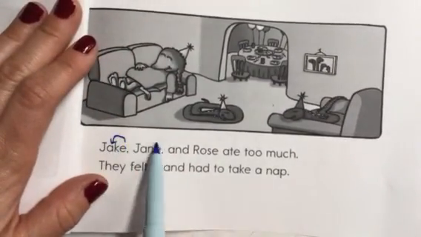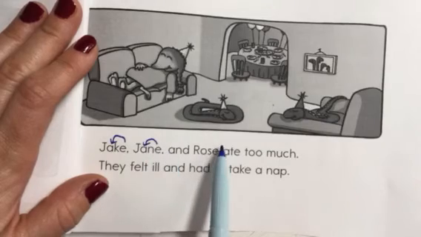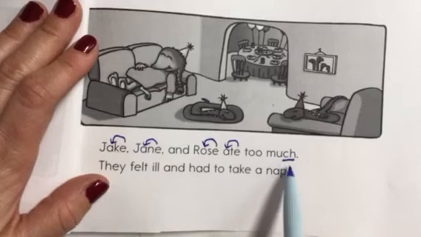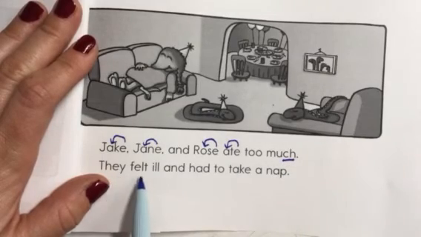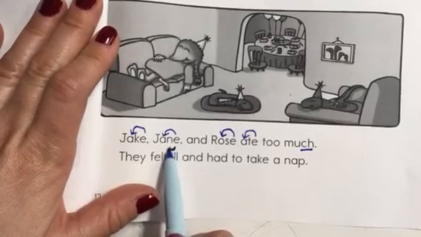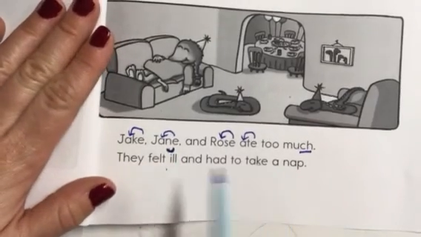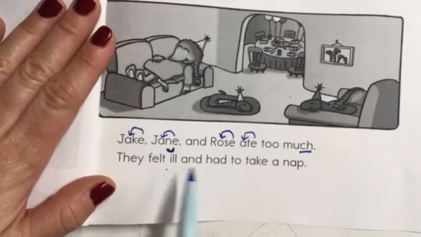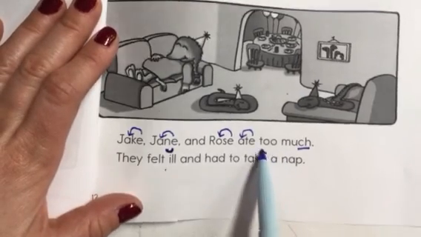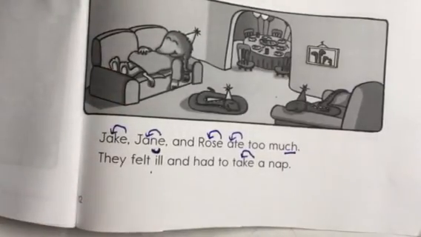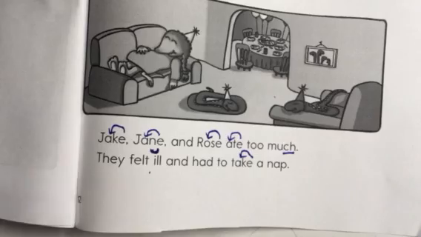Jake, Jane, and Rose ate too much. They felt ill. If you need to, that means like sick. Put a short vowel sound to show you there, that short vowel. They felt ill and had to take a nap. Now your job is to practice reading this book fluently. Good luck.